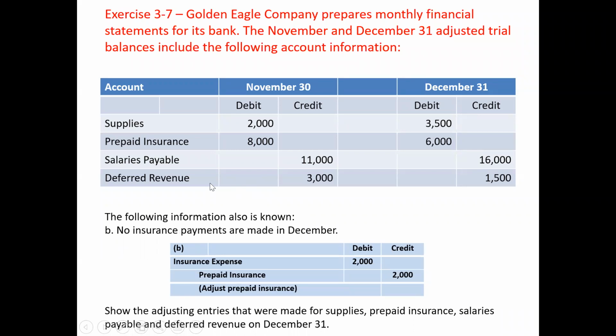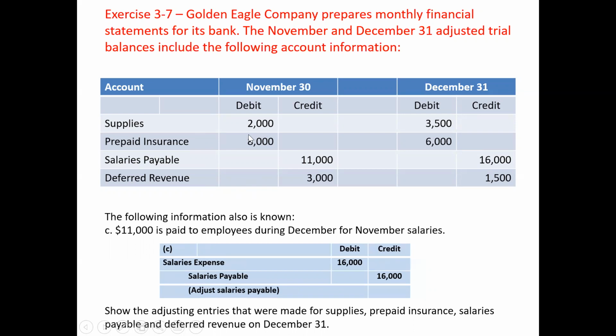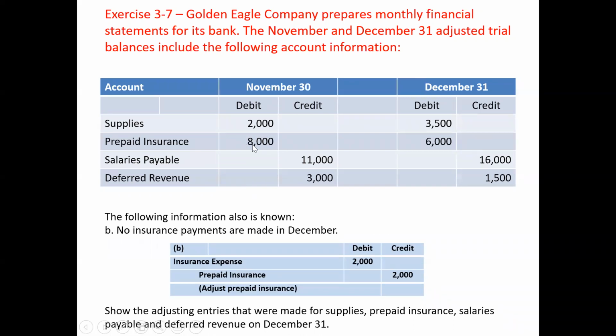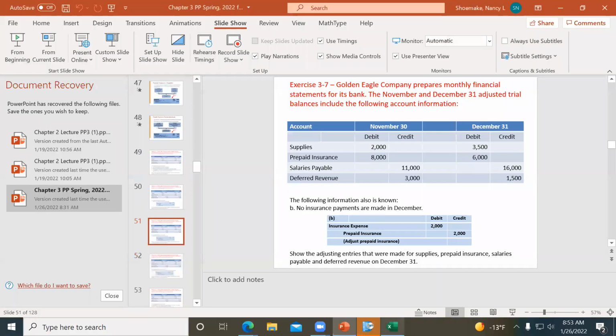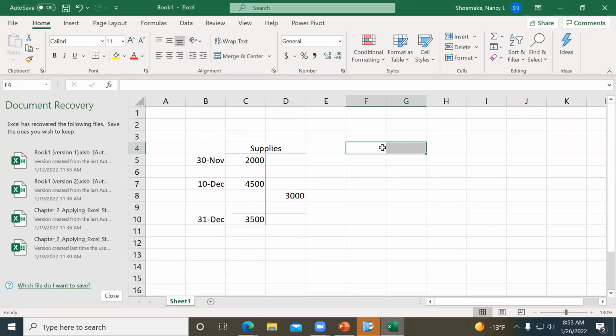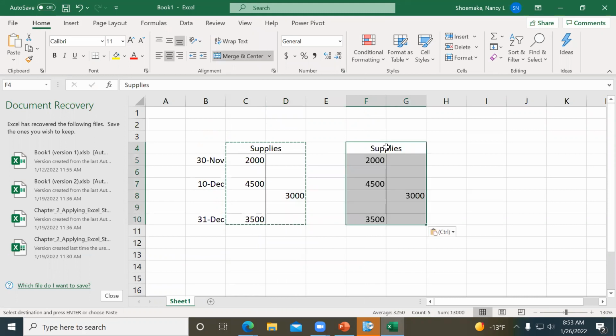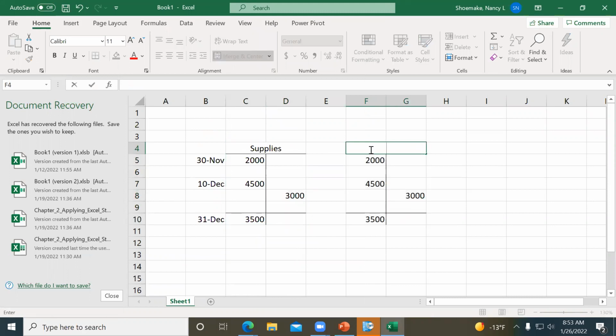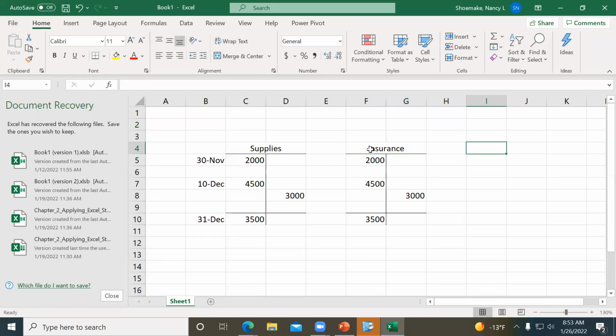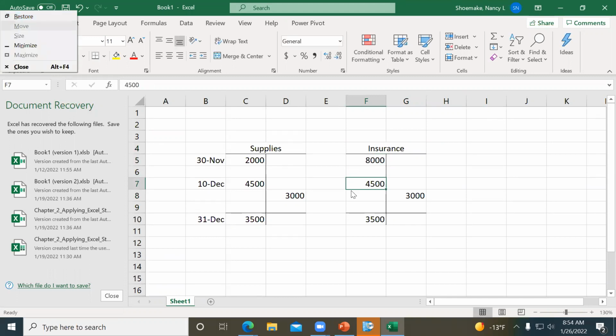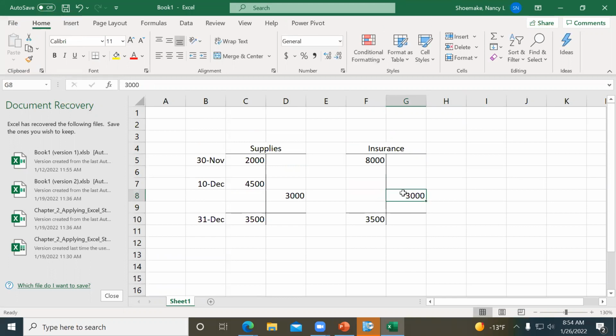Next, we show prepaid insurance. The year started with 8,000. We started the month with 8,000, we ended the month with 6,000. It tells us there were no insurance payments made during December. Think about it. Do you see how I'm kind of creating this? I would do the same thing. We started with 8,000 and you ended with 6,000, and there's a 2,000 difference.